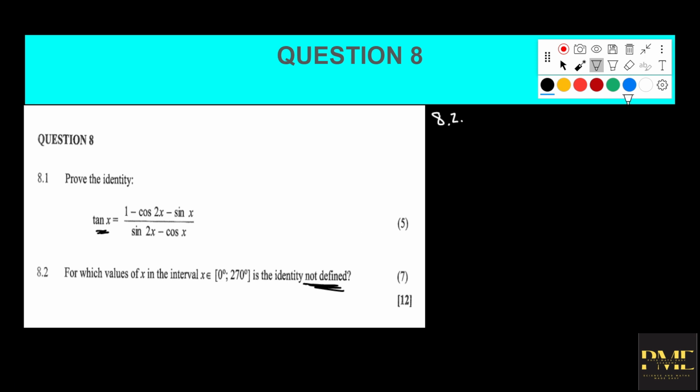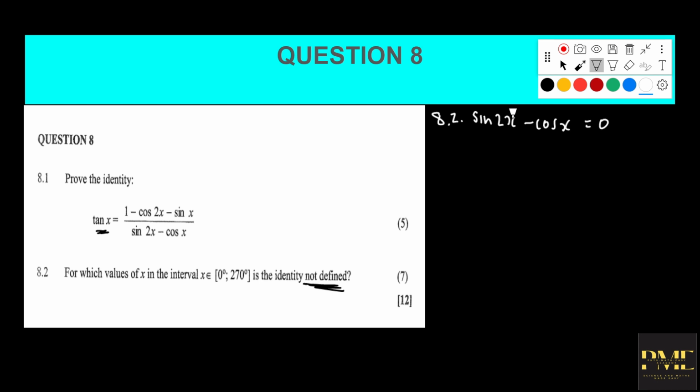Okay, right, cool. So when it comes to this identity, 1 minus cos 2x minus sin x all over sin 2x minus cos x, its denominator is sin 2x minus cos x. So for this identity to be undefined, it means sin 2x minus cos x must be equal to 0 for that to be so.